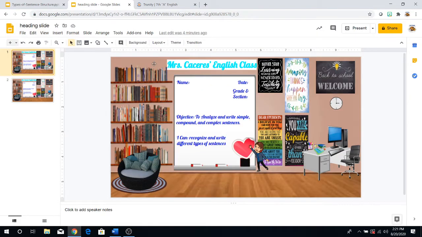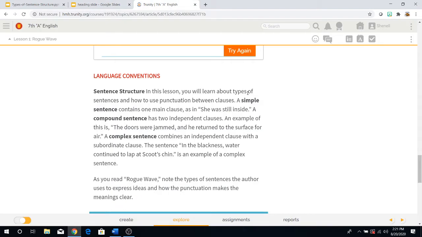So if we go to our textbooks, we'll see that we have our language conventions. We no longer call it English class or grammar class. It's called language conventions. So the first part of our language conventions for today is sentence structure. You will learn about types of sentences and how to use punctuation between clauses.